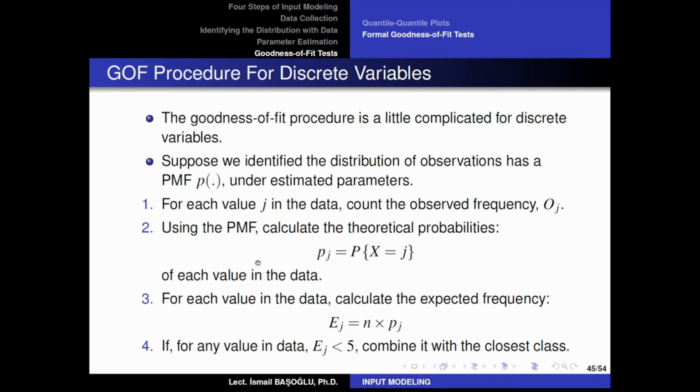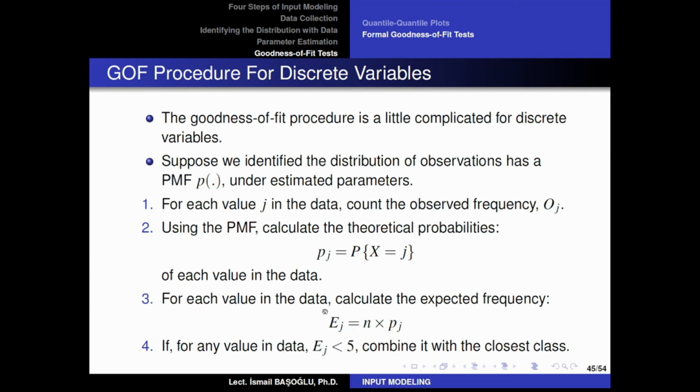Obviously, the hypothesis that I have is going to give me a probability mass function. With respect to this probability mass function, I am going to calculate the theoretical probabilities of each j. So I calculate the theoretical p_j values, which are the probability mass values at j, the probability of a random variable being equal to j. Again, the observed frequencies are the empirical fractions, and these p_j values are the theoretical fractions.